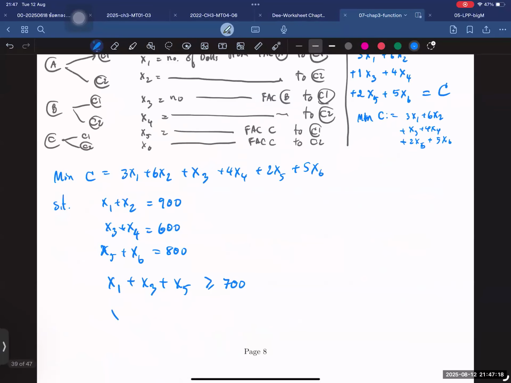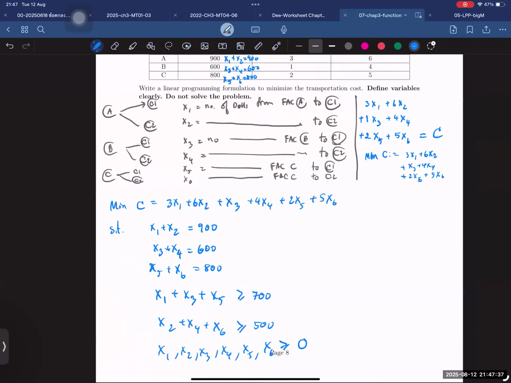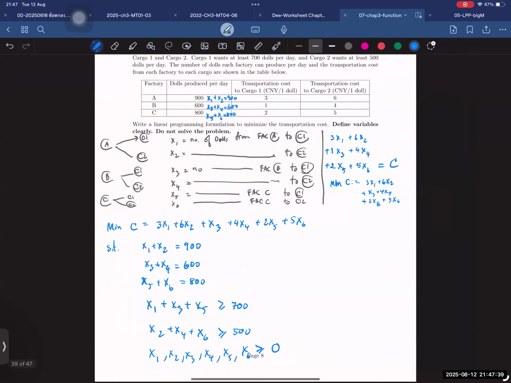So we got x2 plus x4 plus x6 greater than or equal to 500. So x1, x2, x3, x4, x5, and x6 are greater than or equal to 0. So that's it. This is your minimization problem.